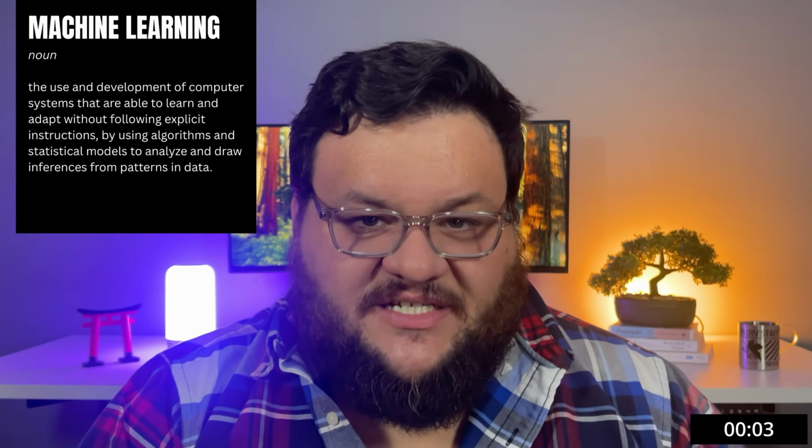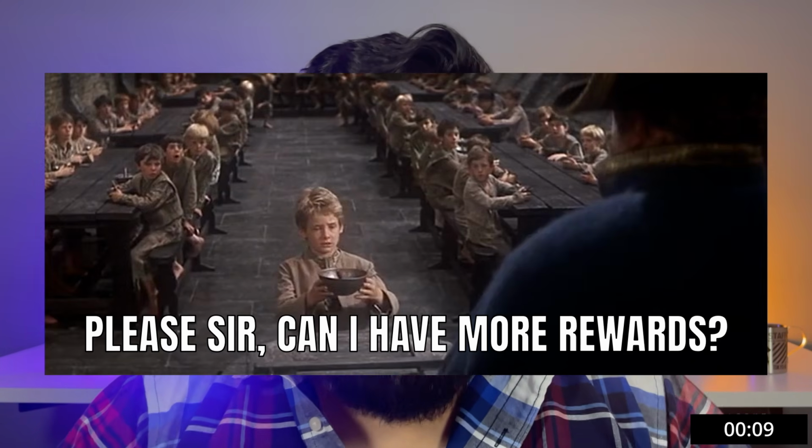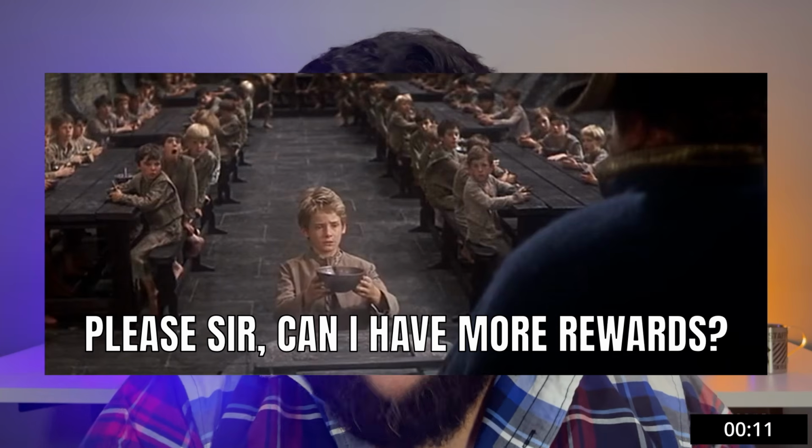Alright, ready for the 30-second hyperlesson? So reinforcement learning is a type of machine learning where an agent learns to make decisions based on its environment. It gets rewards for good actions and penalties for bad ones. And over time, it tries to figure out the most optimal solution to get as much reward as possible and as little penalty as possible.